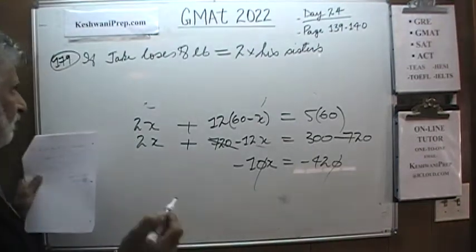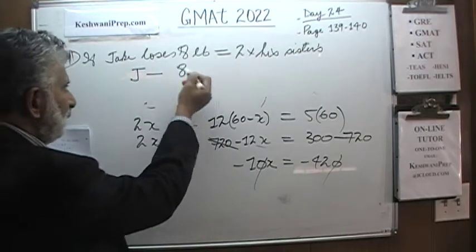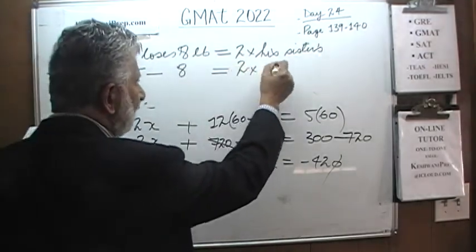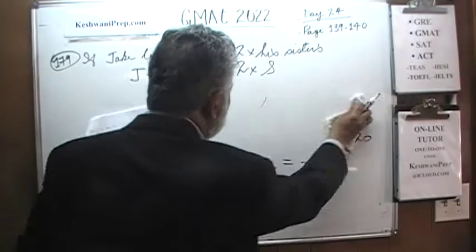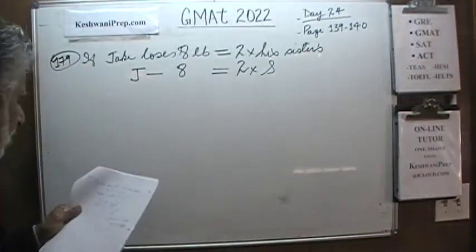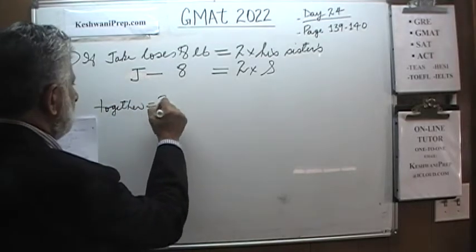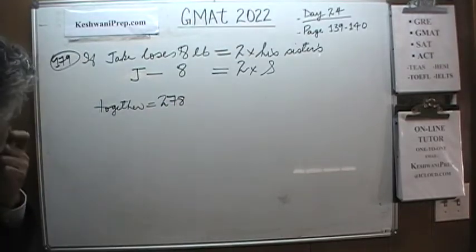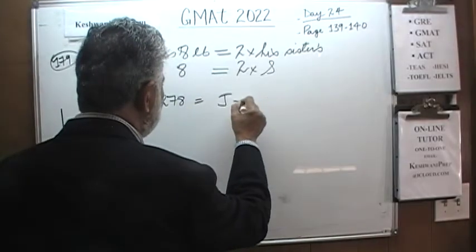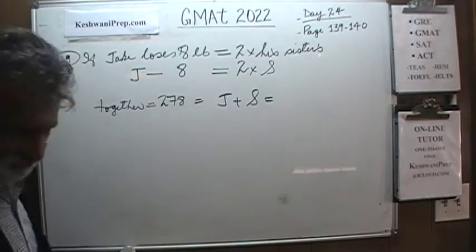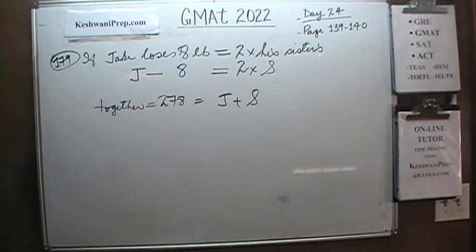So that's our first equation. If Jack loses 8 pounds, he'll end up weighing twice as much as his sister. We're also told that together they weigh 278. In other words, J plus S equals 278. The question is, how much is J?